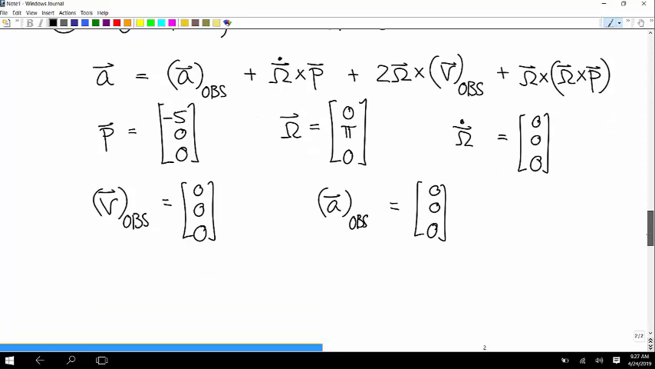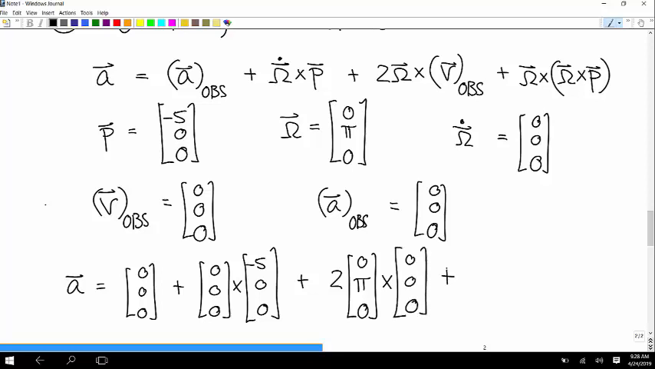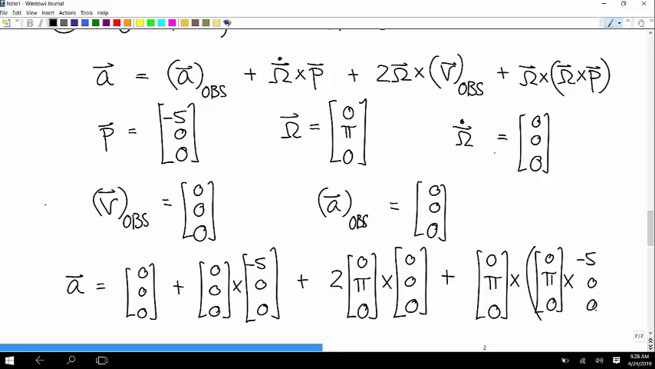Now we have everything we need to put that into this expression. So the acceleration is equal to 0, 0, 0 plus 0, 0, 0 cross negative 5, 0, 0 plus 2 times 0 pi 0 crossed with 0, 0, 0 plus 0 pi 0 crossed with the quantity 0 pi 0 cross negative 5, 0, 0.